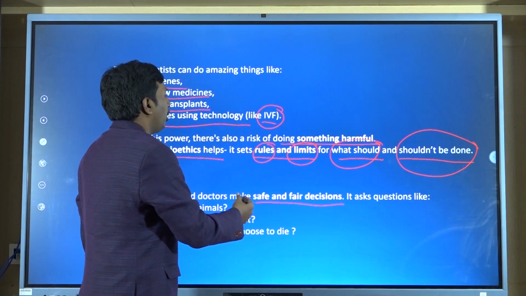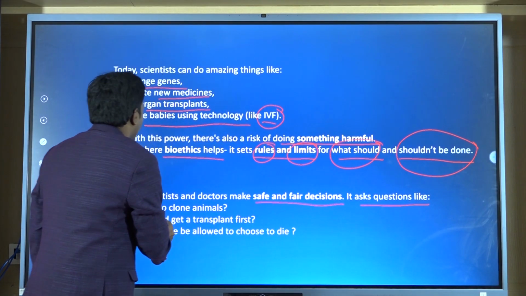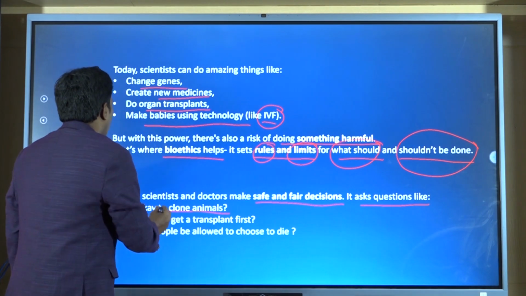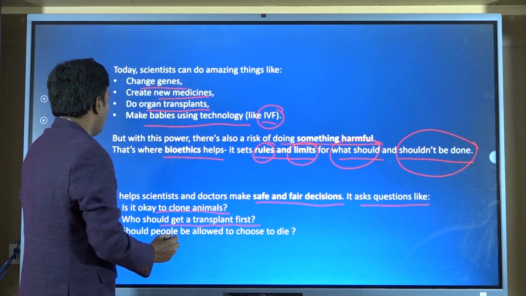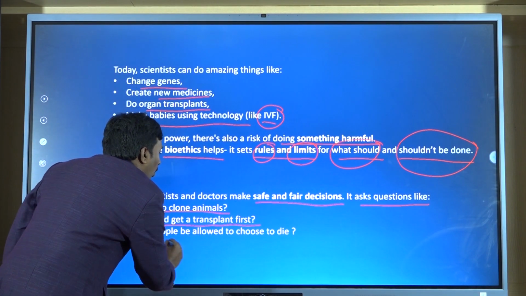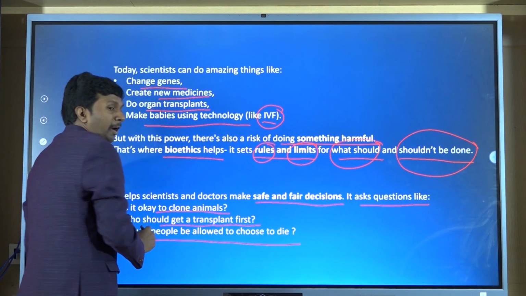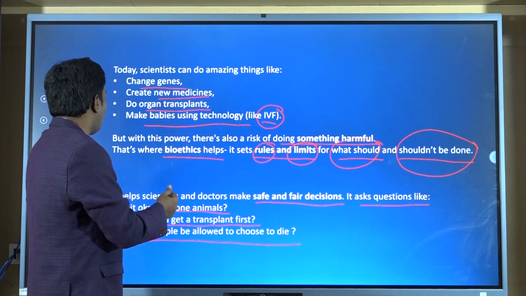Bioethics also asks some questions, like is it okay to clone animals? This is a bioethical question. Who should get the transplant first, and should people be allowed to choose to die? So these are three different bioethical questions. We have to think about that. In your free time, think about all the questions.